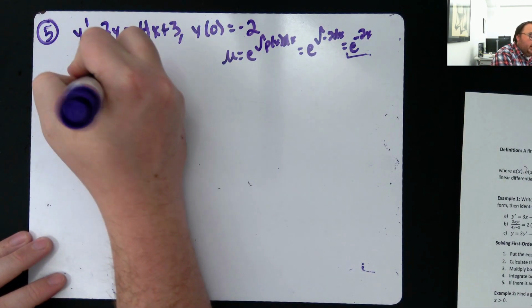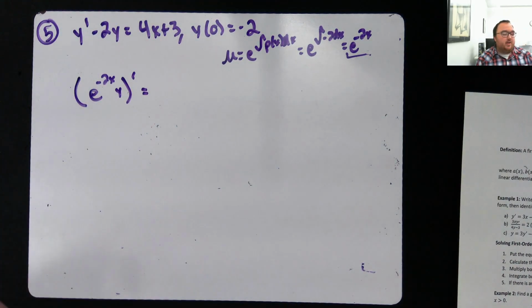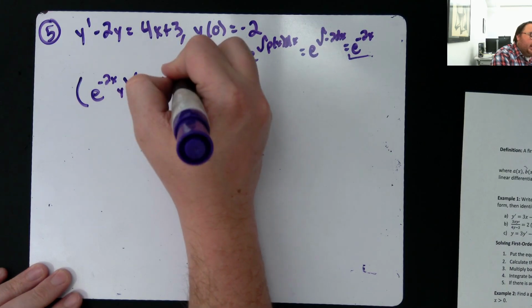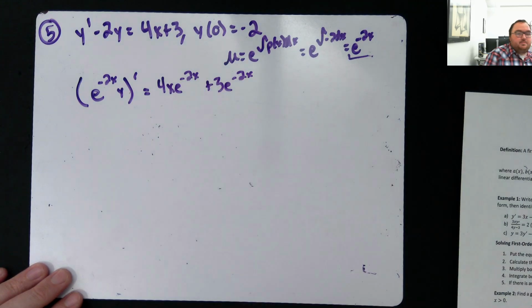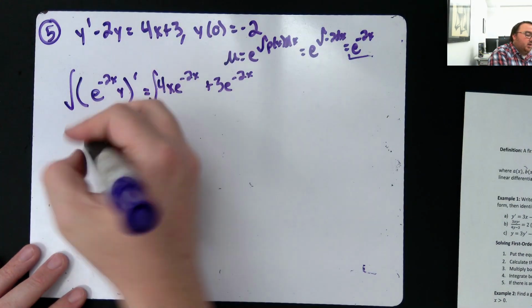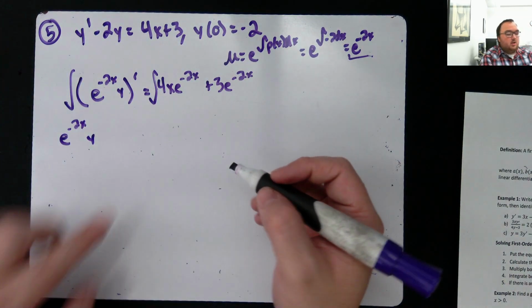So again, the good thing about mu is my left side is now going to be mu, e to the negative 2x, times y prime. But now I've got to times everything over here by the mu. So 4x e to the negative 2x plus 3e to the negative 2x. Integrate both sides to cancel it out over here. I just get e to the negative 2x y. Do the same thing here.